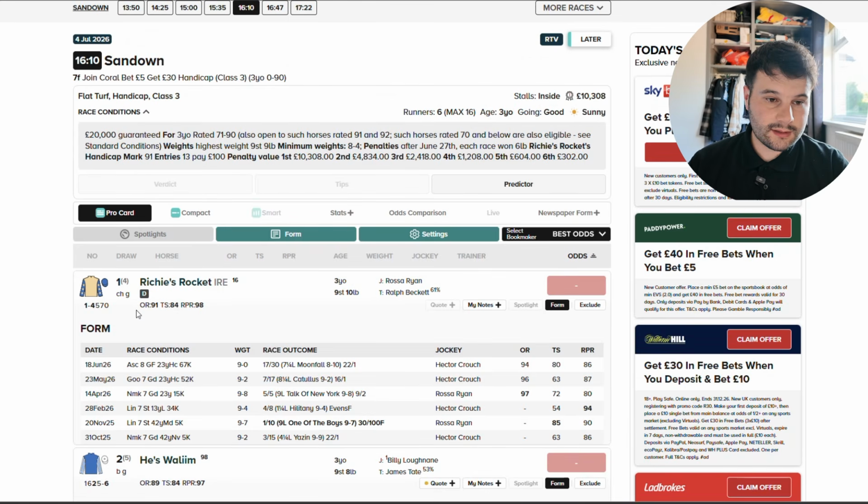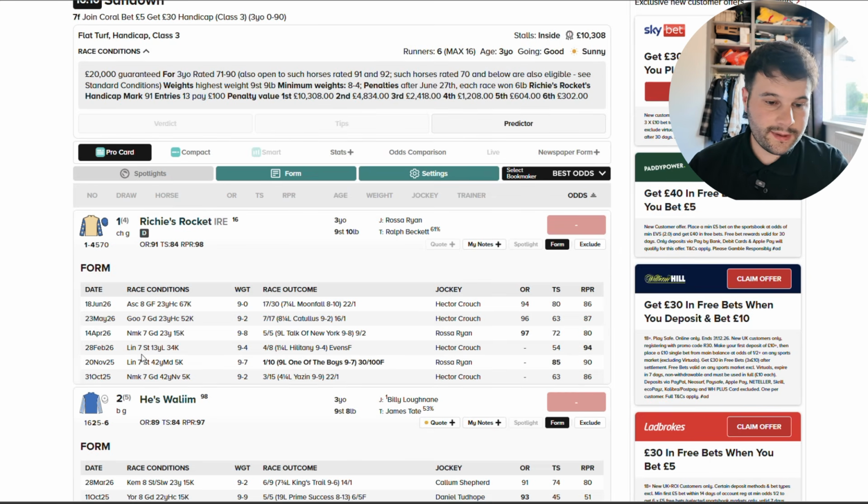And also the last thing as well, of course, is the distance. Has the horse gone well over that distance before? So, like I say, we're looking for a horse that's gone well over 7 or maybe potentially 8. You can sort of intertwine those two pieces of distance form anyway. So, Rich's Rocket, he's rated 91. Then we basically want to find out what we think he's going to run to in this particular race.